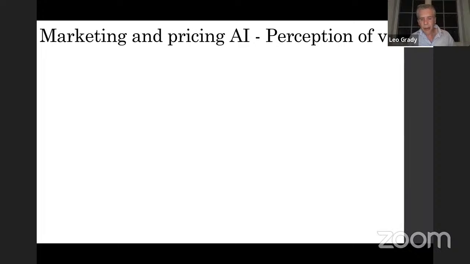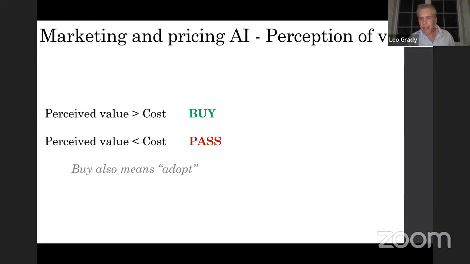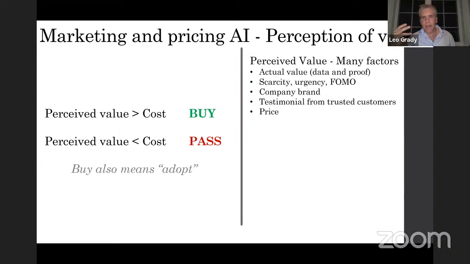So this messaging, marketing, pricing is an essential issue that doesn't get a lot of attention in the AI literature, but I wanted to touch on it here. And I think it really goes to this concept of perception of value. The perceived value of a product is, if it's higher than the cost of the product, people are going to buy it. If the perceived value of a product is lower than the cost, they're not going to buy it. And the perception of value, the perceived value, is driven by a number of things. It can be driven by the brand of the company, the data, the testimonials, pricing, scarcity, urgency, and so on.